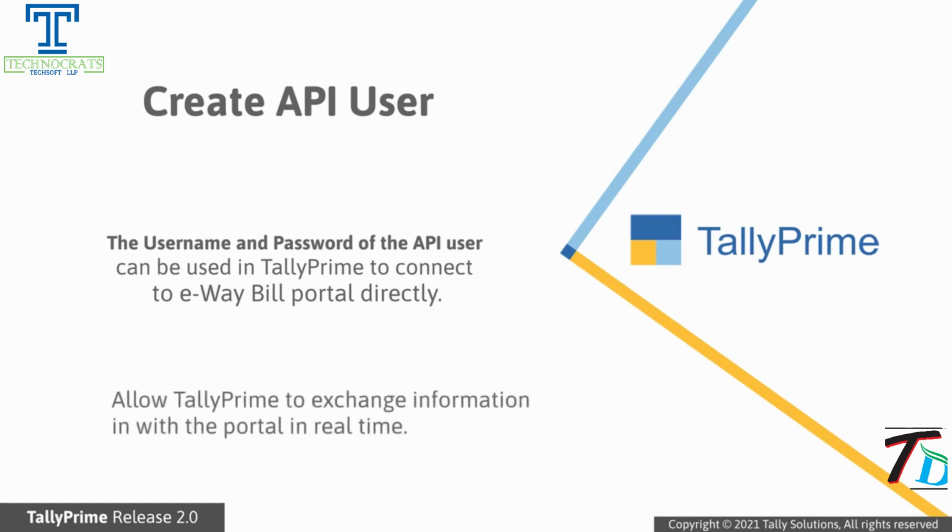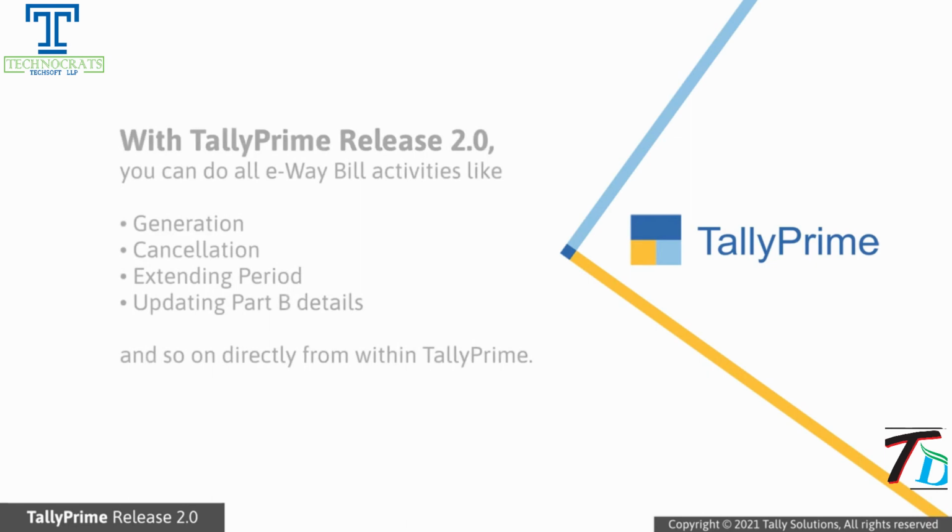This will allow Tally Prime to exchange information with the portal in real time to generate and download e-way bill details. You can do all e-way bill related activities like generate, cancel, extend period, update Part B details and so on directly from Tally Prime using the API user login credentials.